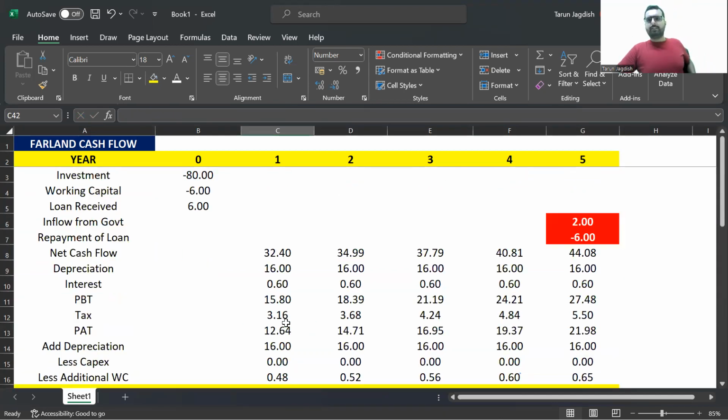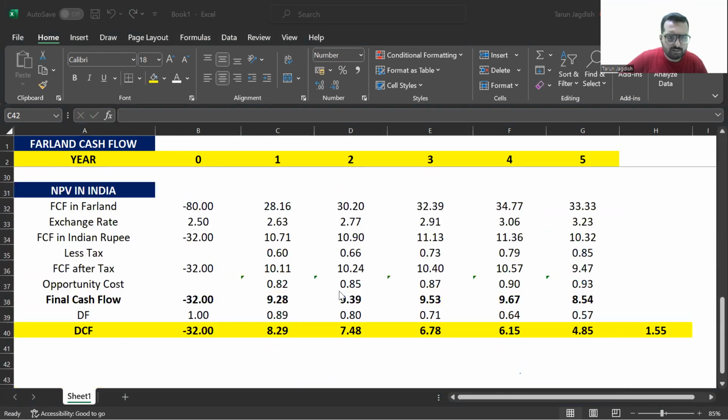I'll give you 2 minutes. Read through the question. Enjoy the beauty of the question and the answer. I have covered opportunity cost also, Sana. That is 0.8 million. I have shown that here. Where is it? This one, 0.82. That's with 3% inflation.